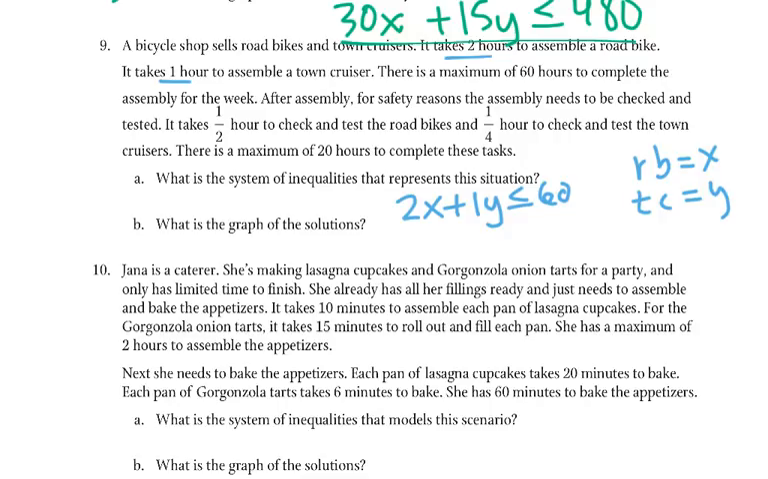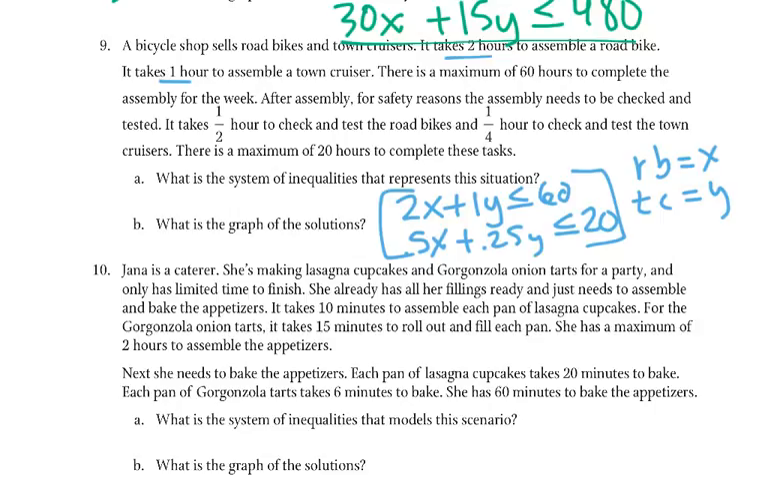After assembly, for safety reasons, the assembly needs to be checked and tested. It takes a half hour to check and test the road bikes. So the road bikes are half an hour, we'll call that 0.5x, plus a quarter of an hour, we'll call that 0.25y, to check and test the town cruisers. There's a maximum of 20 hours, so less than or equal to 20, to complete these tasks. Here's our system of inequalities.